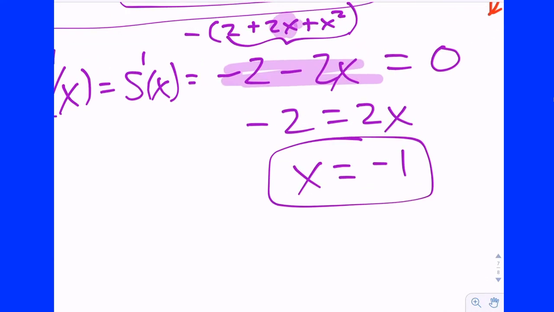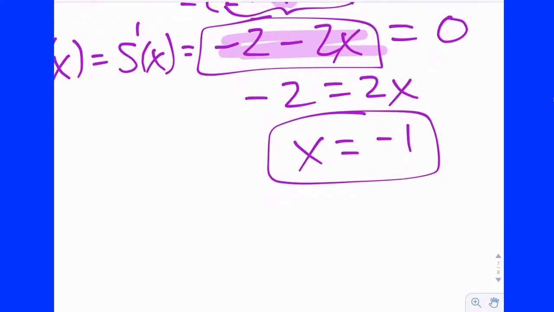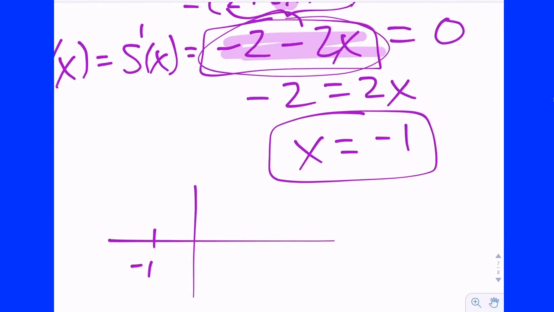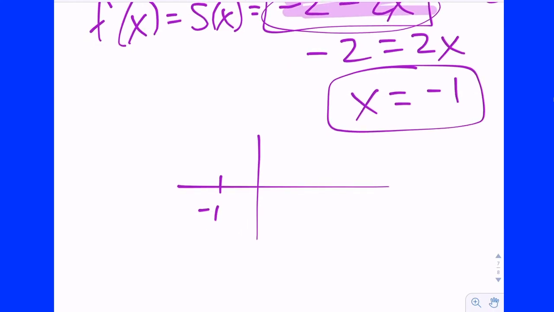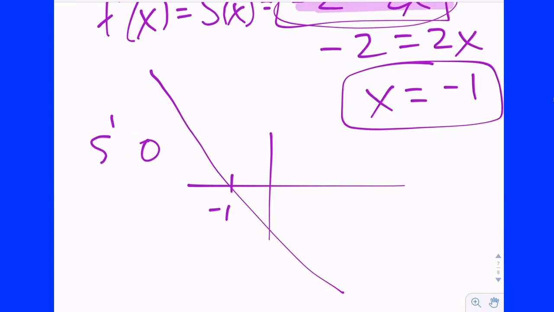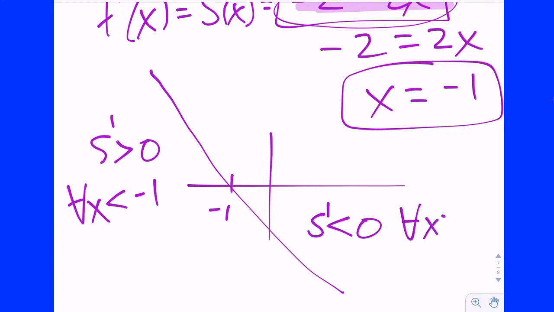I like that. You could also look at the derivative of the derivative, right? This is the one that gave us the critical values. It's a graph. It has an x-intercept here at negative 1. This negative 2 minus 2x. And what's the slope? Negative 2. So this is what the graph looks like. So notice s prime is greater than 0 for all x less than negative 1. Everywhere to the left of negative 1, that graph is positive. And s prime is less than 0. This graph is negative for all x greater than negative 1.